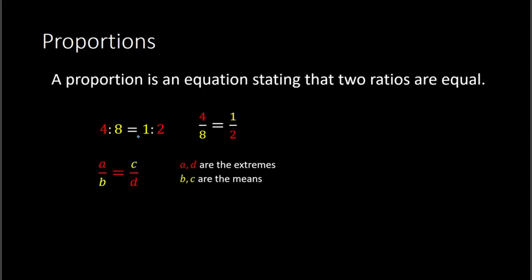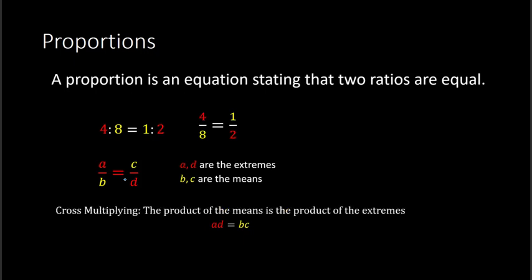All right, and in general notation, we have A over B equals C over D. A and D in this fraction are the extremes, B and C are the means. Now there is a relationship between the extremes and the means. The relationship is that the product of the extremes will equal the product of the means. Meaning if I multiply A times D together, that will equal B times C. And this process of multiplying across is called cross multiplying, because we're multiplying across A times D, and then multiplying across C times B. So that is called cross multiplying.